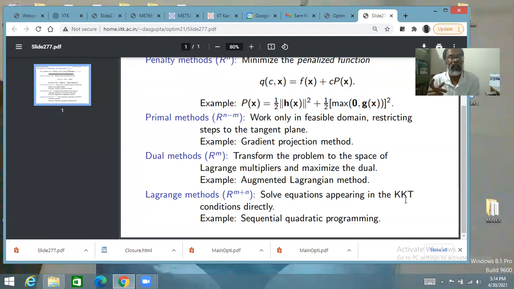So not exactly the way we solve the KKT conditions in the simple kind of problems, but through proper descent methods. And one of the most popular methods, called sequential quadratic programming, actually operates like that, in this family of methods. And the MATLAB function fmincon actually uses sequential quadratic programming. Okay, so this is the full spectrum of the kinds of methods which are generally employed to solve constraint optimization problems.